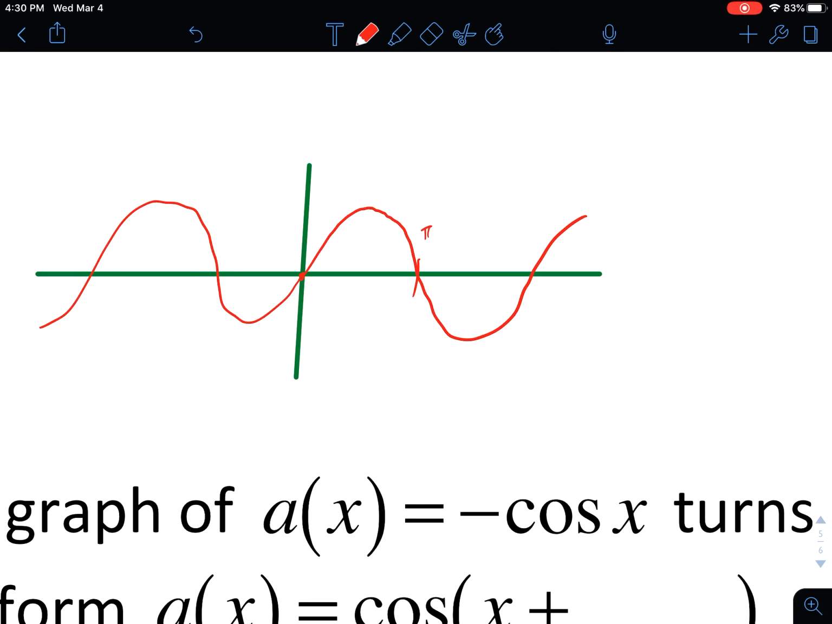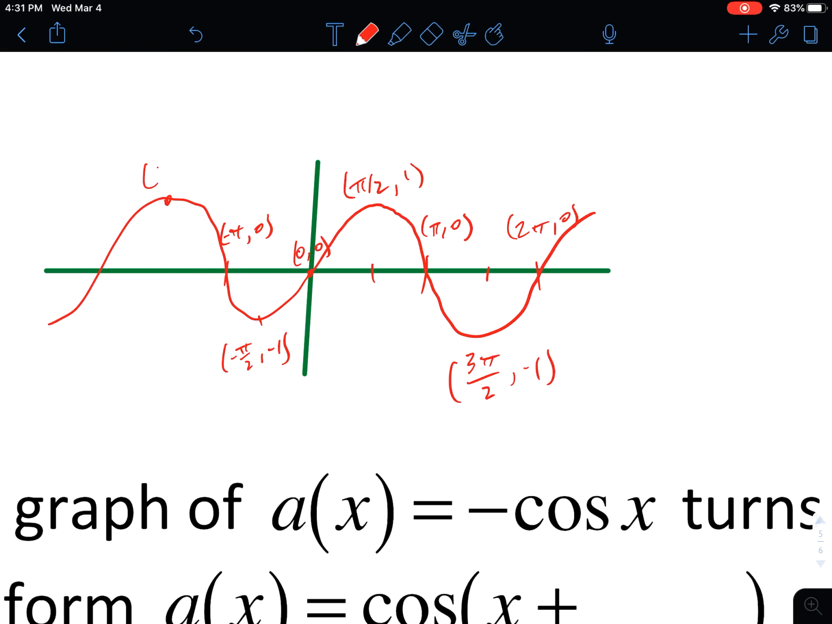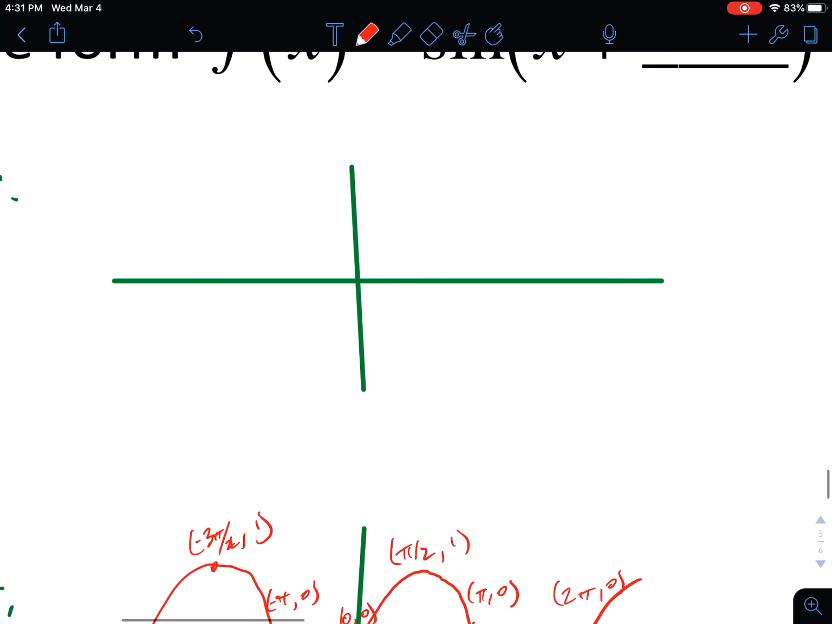And it intersected the x-axis at pi, 2 pi, negative pi, 0, etc. And it had its peaks at pi over 2, and its valleys at 3 pi over 2. This would be the point pi over 2, comma 1. This would be the point 3 pi over 2, comma negative 1, 2 pi, comma 0, pi, comma 0, 0, comma 0. What would this one be? Yep, negative pi over 2, comma negative 1, negative 3 pi over 2, comma positive 1. All right, so there's sine.